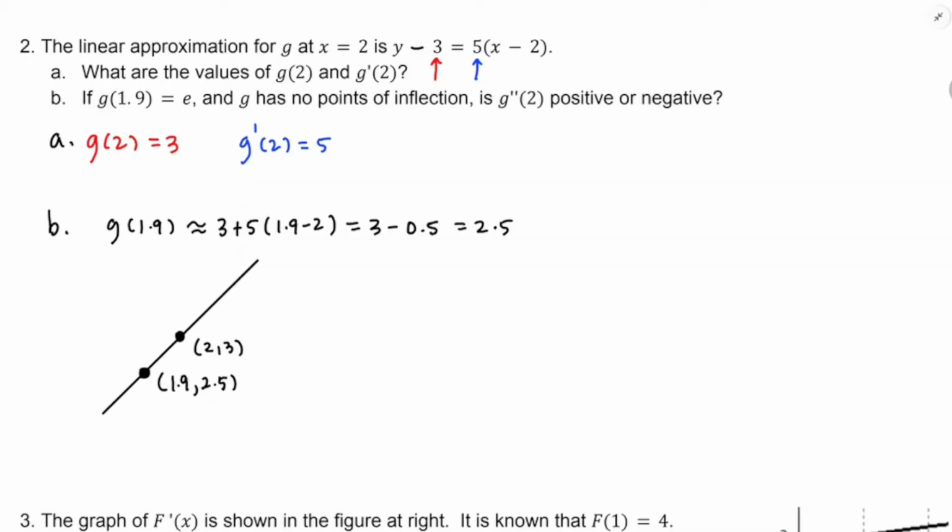Okay, but we found that the actual point on the graph was 1.9 and e. Well, e is like 2.7 or something, and it's greater than 2.5 and less than 3. So I'm going to say that's the point 1.9 and e. This is obviously not drawn to scale, but we're going to have something about like that happening. Okay, so the graph is going to be concave up. G double prime of 2 is going to be greater than 0. It's going to be positive.